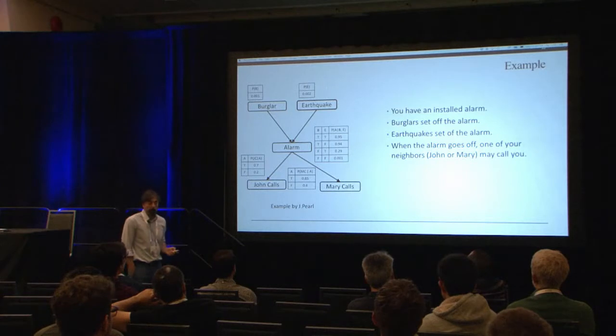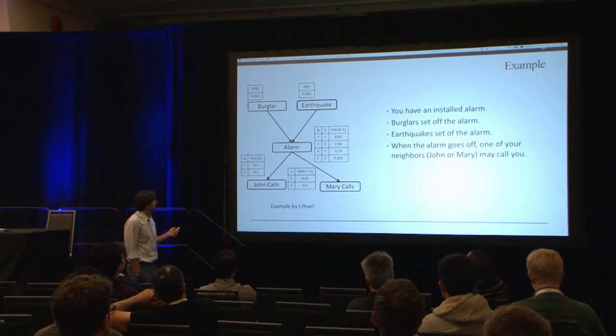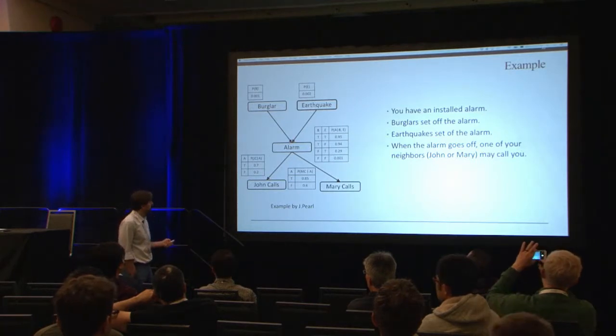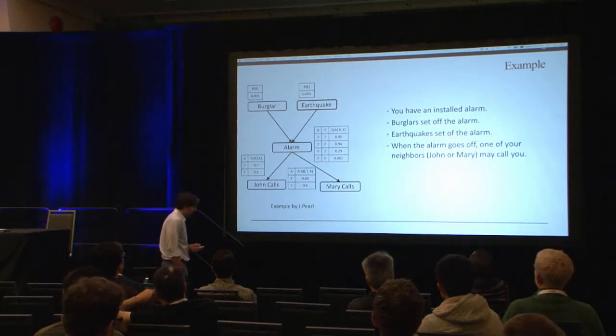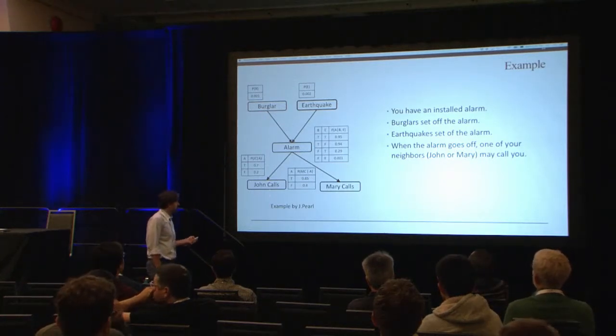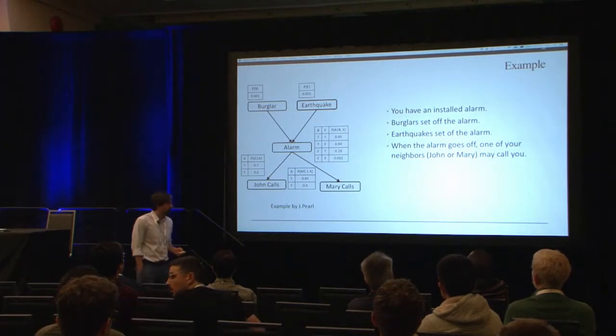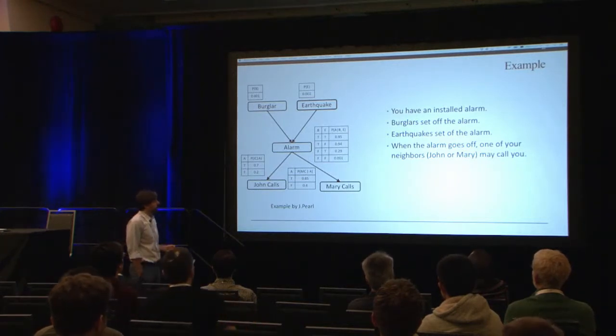So here's a classical example by Judea Pearl. Let's say we have installed in our house an alarm, and it goes off if there's a burglar or an earthquake with some probabilities, and our neighbor John calls with some probability when they hear the alarm, and our neighbor Mary calls when they hear the alarm independently.